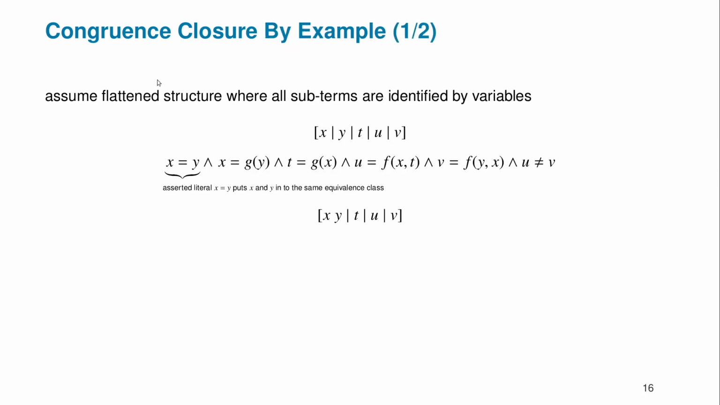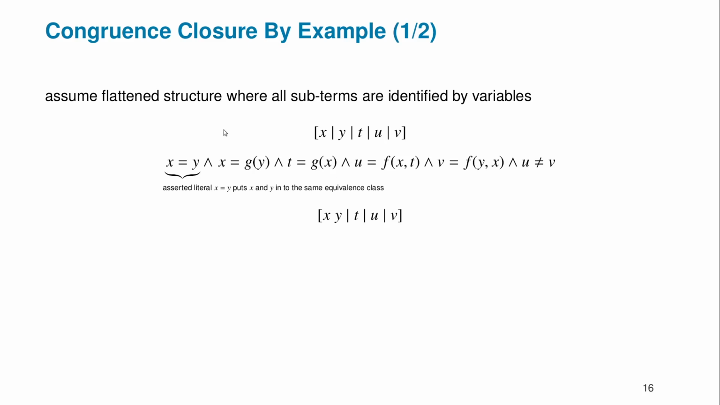Here I have an example. In our example, we assume that we have a flattened structure, so we have no nestings, and all subterms are identified by variables. If we have this structure, then it's enough to put the variables into the equivalence classes. So we have the equivalence classes with the x, the y, the t, the u, and the v.